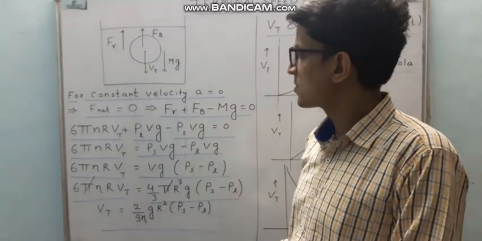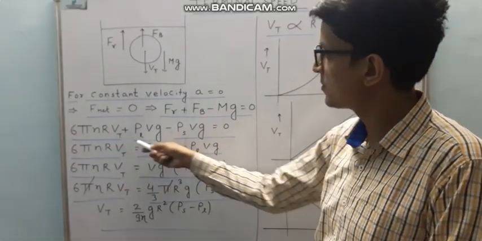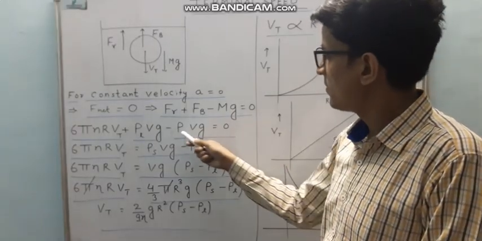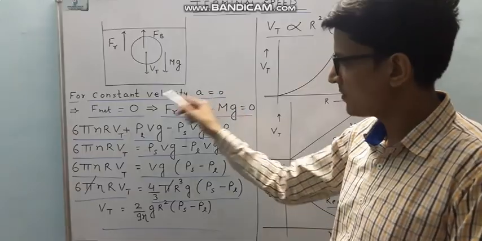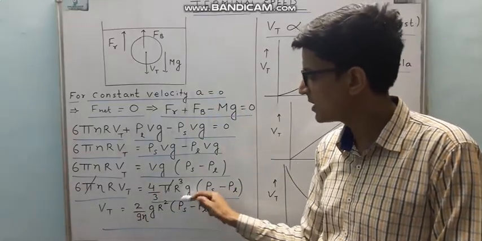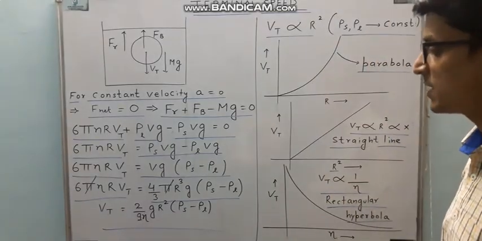That means resistive force plus buoyant force minus mg is equal to zero. We know Stokes' law: resistive force is 6 pi eta r v. Buoyant force is rho liquid V g, where V is the volume of the body. M will be rho solid into V. So after all the calculations, we have the expression for terminal speed as 2 g r square by 9 eta, into (rho solid minus rho liquid).